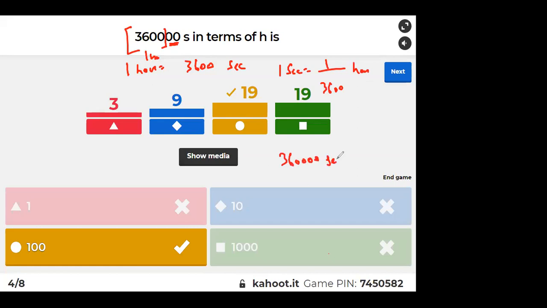360,000 seconds is equal to 360,000 by 3600 hours. Divide it, you get 100 hours. Okay?